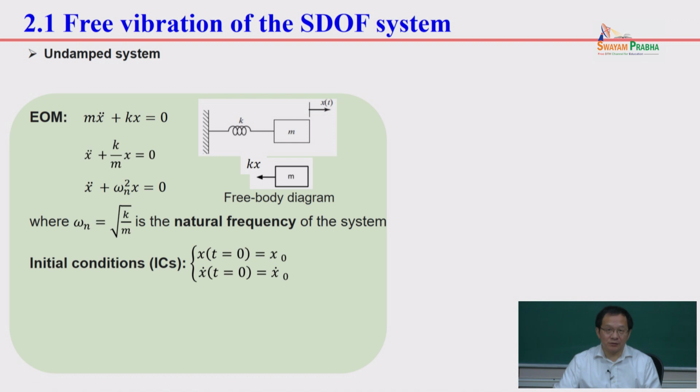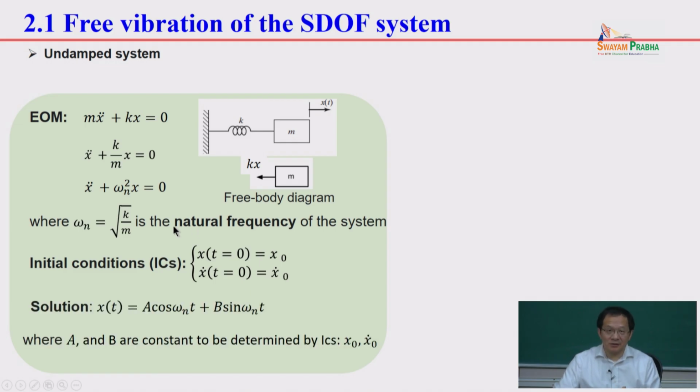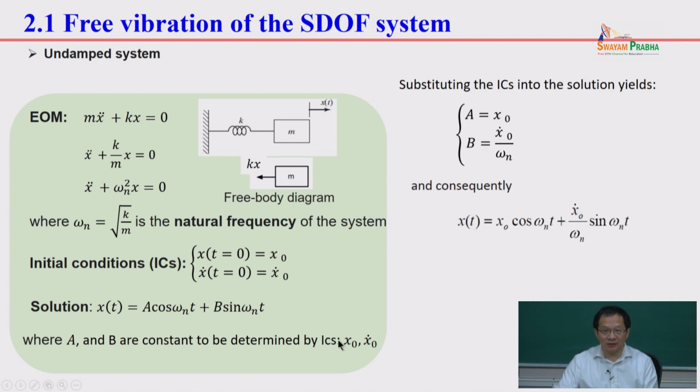So how do we solve this equation? The solution will depend on the initial condition. Here, initial condition means at time 0, what the displacement is and what the velocity is. You assume the solution is harmonic, and the vibration frequency is the same as the natural frequency. A and B are constants that depend on the initial condition. You set x(t) equals x0 at t equals 0, and this term disappears. You get A equal to x0, and the velocity gives x0 dot. Then you solve for B. Eventually, you get the vibration equation like that.